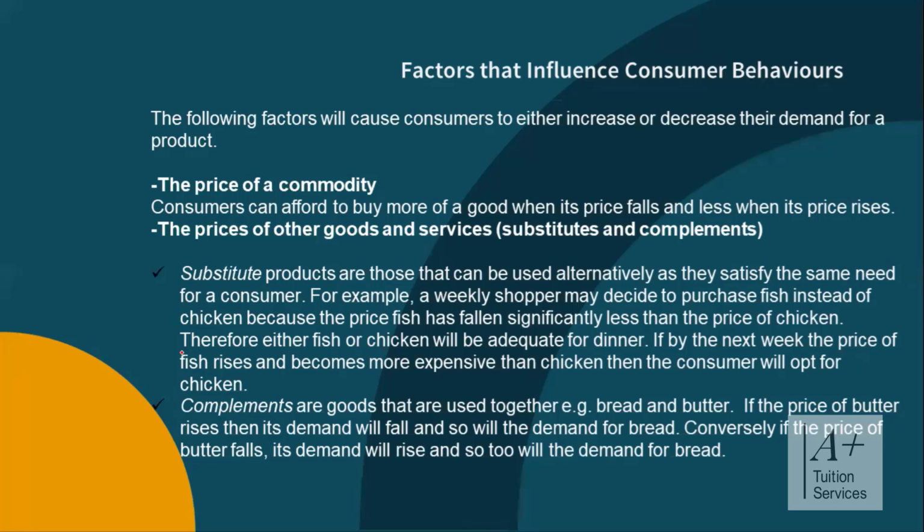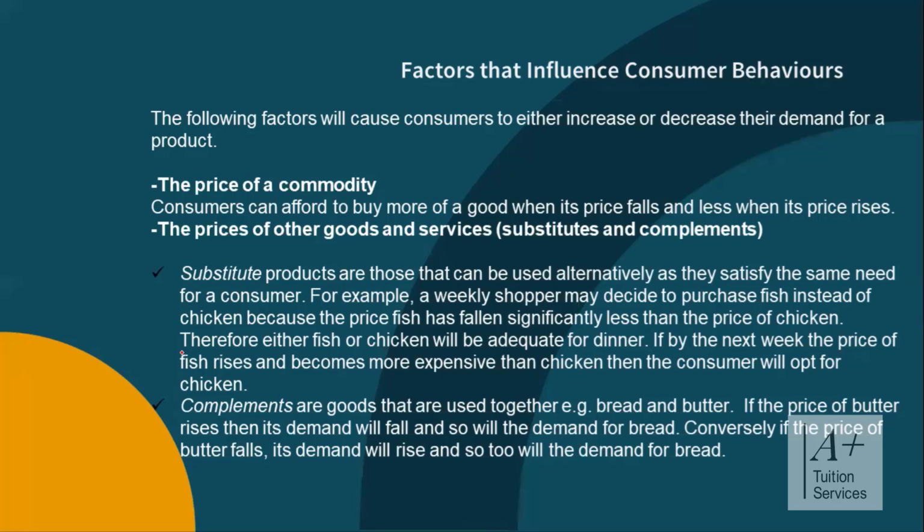If the price of butter rises, then its demand will fall, and so will the demand for bread. Conversely, if the price of butter falls, its demand will rise, and so too will demand for bread. So they're saying, not always people would eat bread and butter, but if butter is cheap, people might buy, and because they buy the butter, they might buy bread. Or if bread is cheap and the price of butter falls, then they would want to buy both, just to make a simple dish, maybe breakfast.